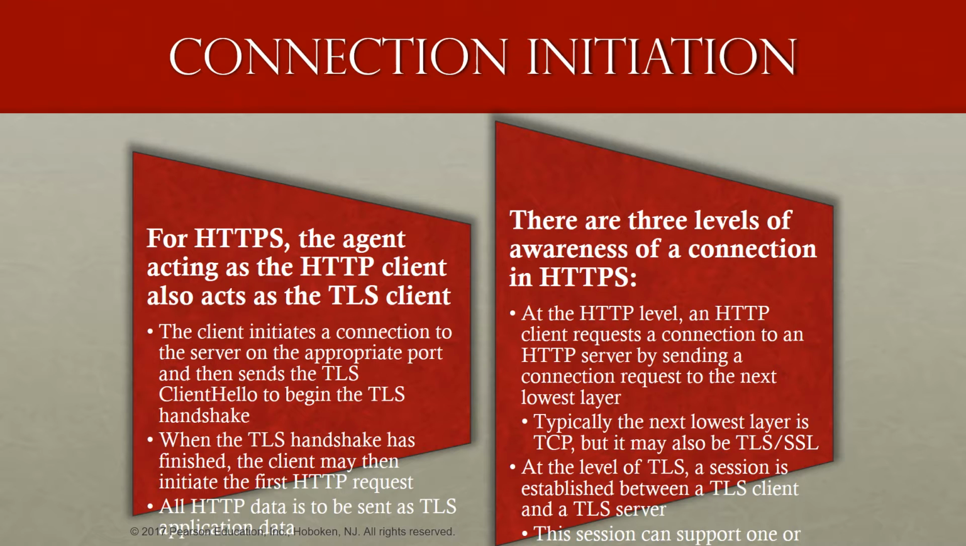There are 3 levels of awareness of a connection in HTTPS. At the HTTP level, an HTTP client requests a connection to an HTTP server by sending a connection request to the next lower layer. Typically, the next lower layer is TCP, but it may also be TLS/SSL. At the level of TLS, a session is established between a TLS client and a TLS server. This session can support 1 or more connections at any time. As we have seen, a TLS request to establish a connection begins with the establishment of a TCP connection between the TCP entity on the client side and the TCP entity on the server side.